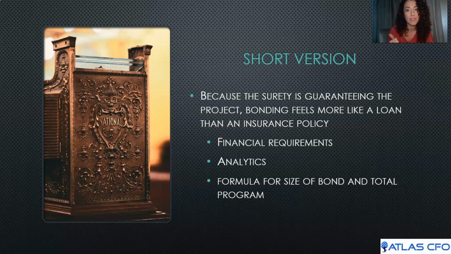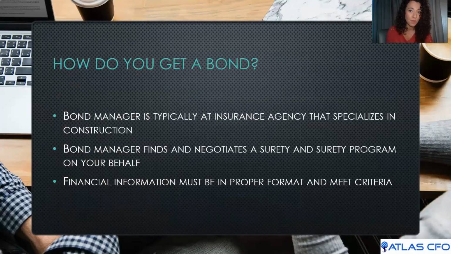There are financial requirements. There are analytics done, actually a ton of analytics, because they have to make sure that you fall within some healthy parameters for the organization. And then there are formulas that determine how big of a project you can do and how many projects you can do. So it's highly involved. It's not just call somebody and get a bond. It has a lot of parts and a lot of requirements, and it's very important for us as contractors to put our financial information in the best light so that we can get the program that we want.